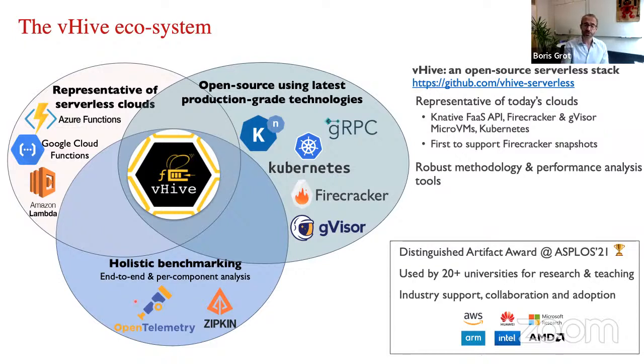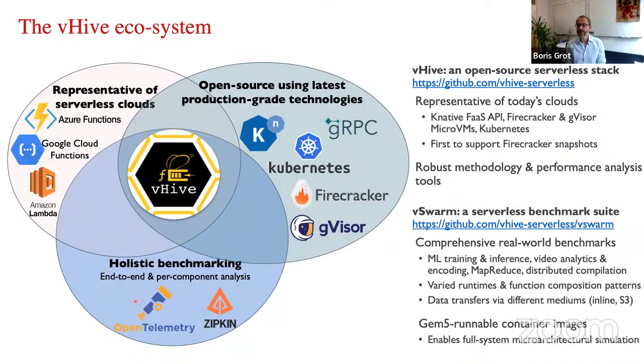In addition to the serverless stack, we also released a complete serverless benchmarking suite called vSwarm. It contains a bunch of meaningful real-world applications like machine learning training, inference, analytics, distributed compilation. These applications have different runtimes and function composition patterns, different ways to transfer data around between functions. All of them are packaged as serverless workflows. They're ready to run. We're happy to support you guys if you want to use vHive and vSwarm. So all of that is out there.